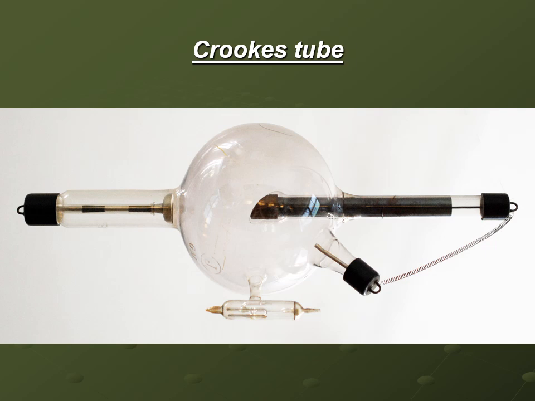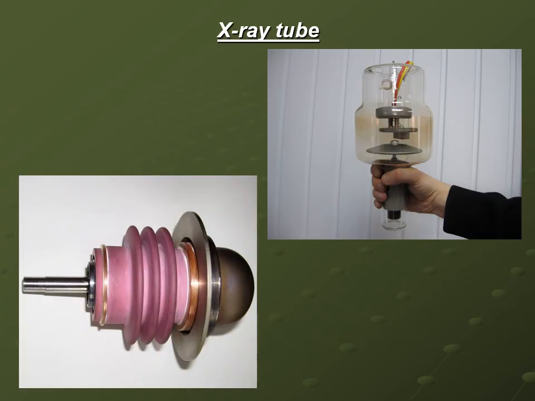Modern X-ray tubes have a heated cathode, but these are the first X-ray tubes that were originally used. Modern X-ray tubes are also shown here, that is, we have an anode and a cathode with a filament. Another X-ray tube is also shown here.